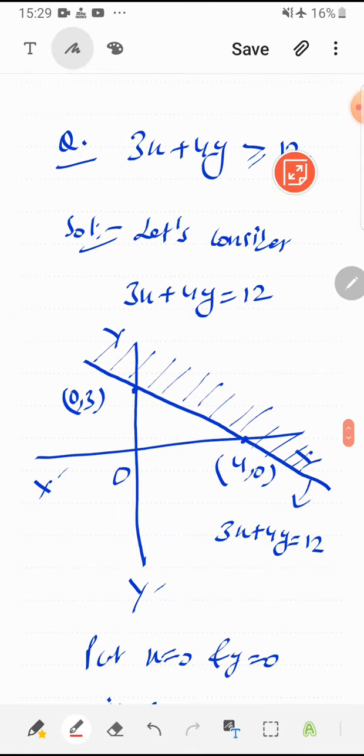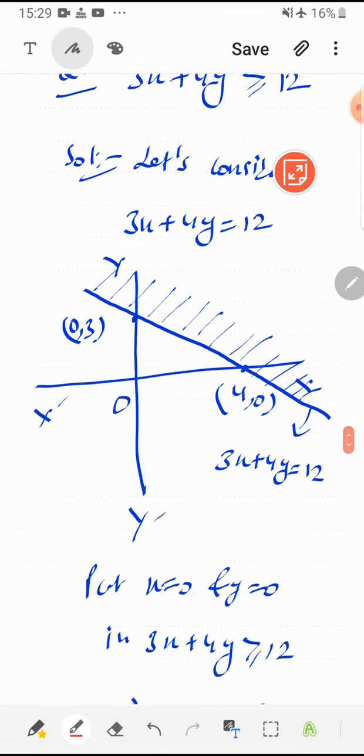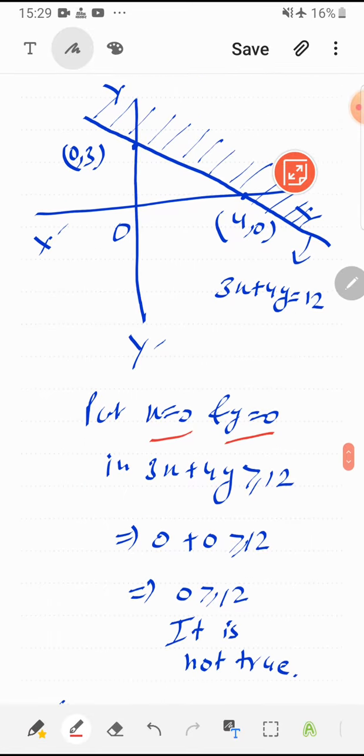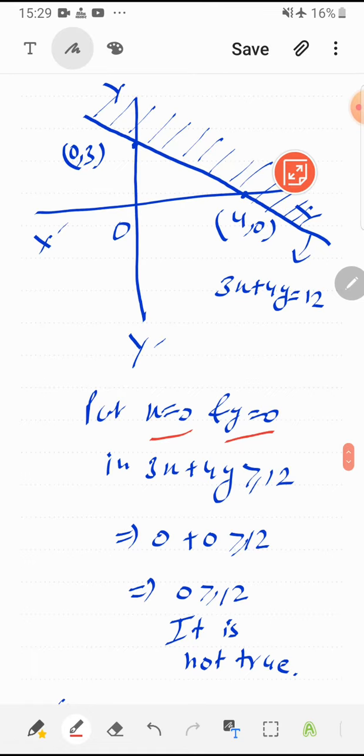Now for shading, this line is dividing the region into two parts, one which is towards the origin and one which is away from the origin, as the origin is one of the best landmarks to describe the solution set. So where do I have to shade? For shading, I will substitute x is equal to 0 and y is equal to 0. Why am I putting these values in the inequality? Because x and y both equal to 0 means the origin.